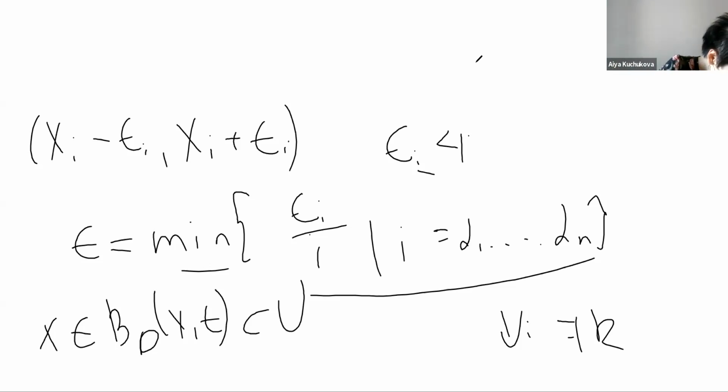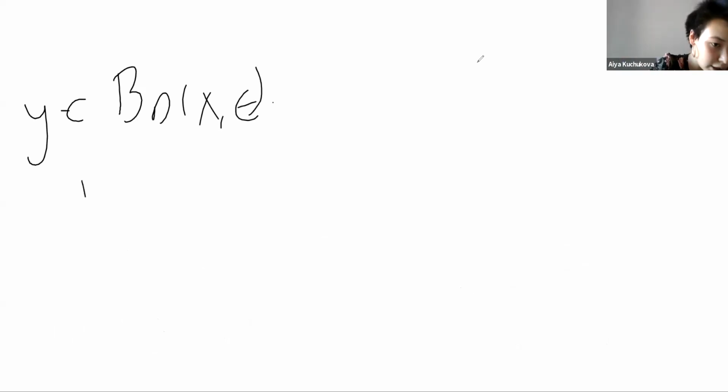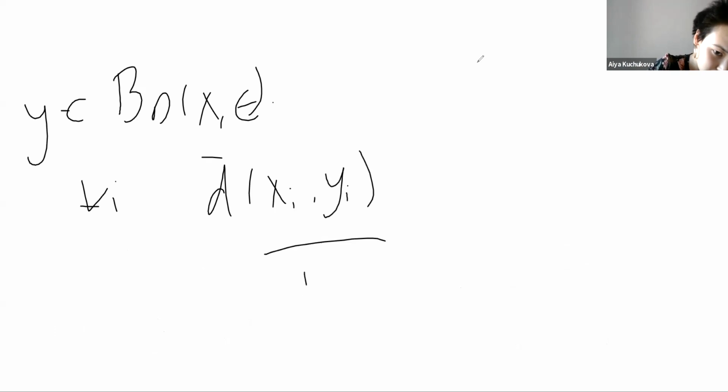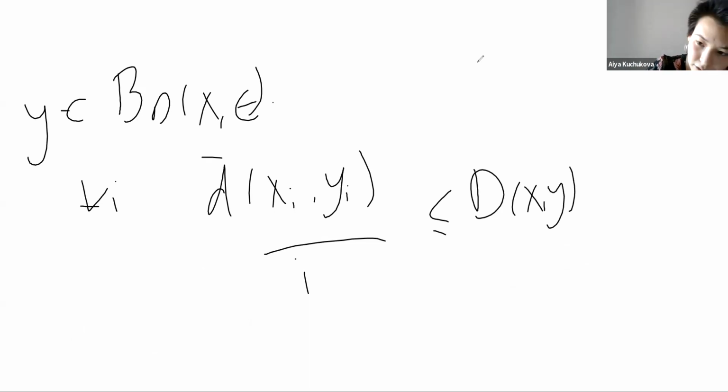And so when we finally did that, what we want is to assume there is some point y in this ball B_d(x, ε). Then for all i's, you have d bar(x_i, y_i) divided by i less or equal than d(x,y) less than epsilon, right?